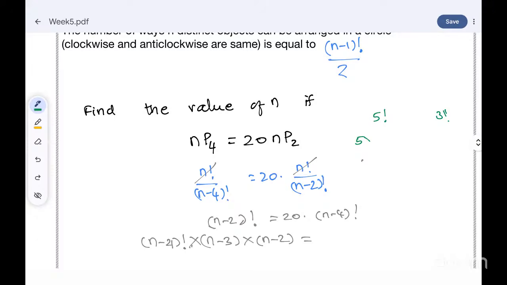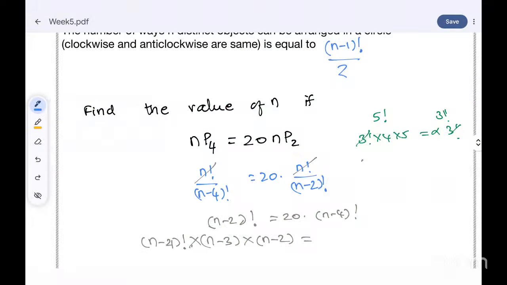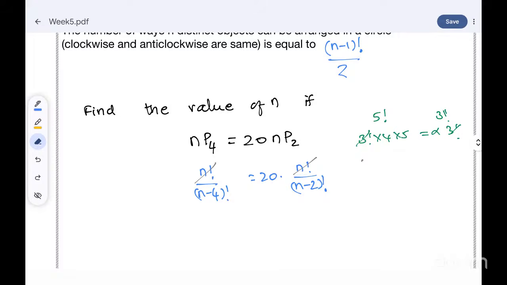So you write it as 3 factorial into 4 into 5. Right? So here we'll find the 3 factorial, so this will get cancelled out. The same is what we are doing here as well. So here, (n minus 4) into (n minus 3) into (n minus 2) factorial, that is what I'm saying. Maybe I'll write it in a more understandable way.